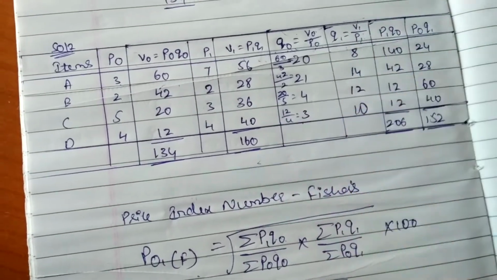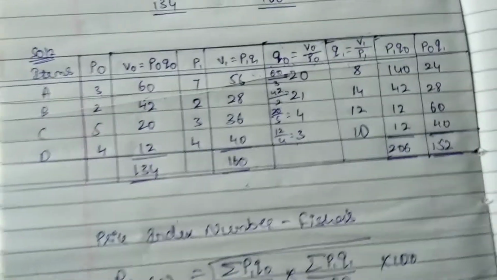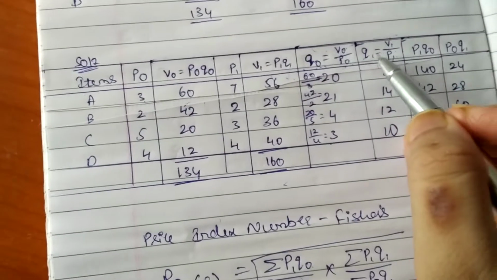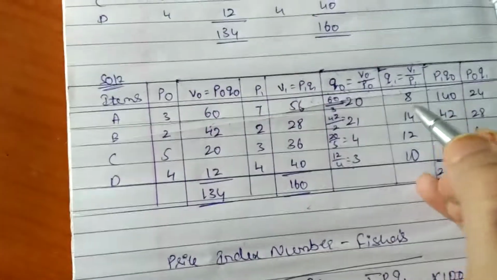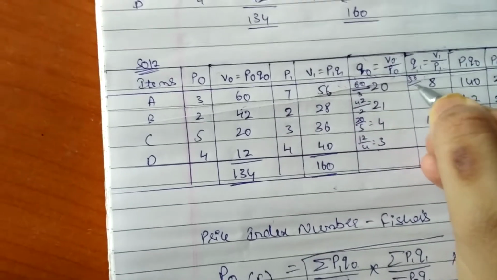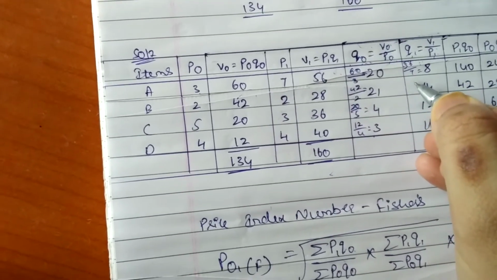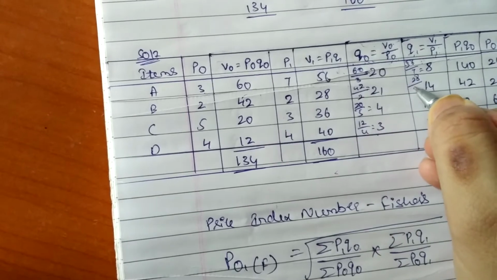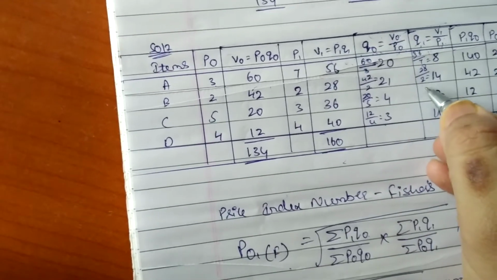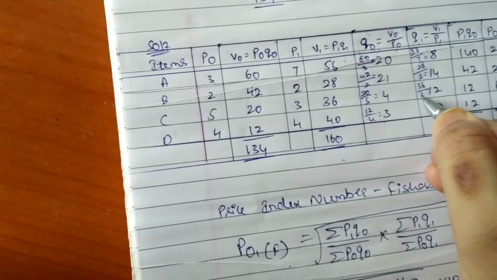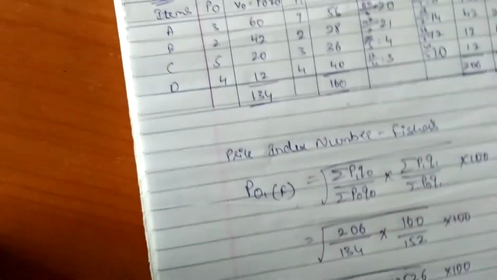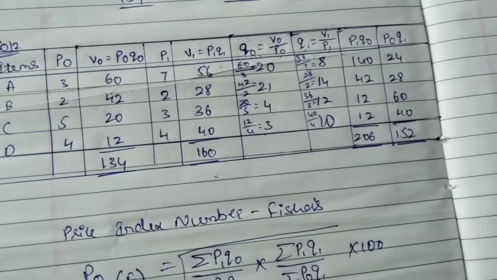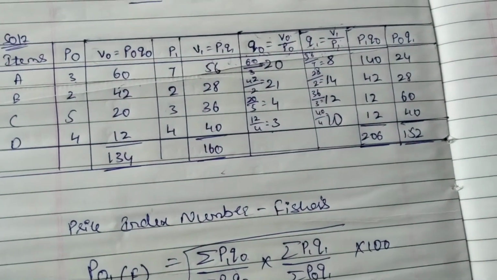This is the calculation for Q1, quantity of the current year, V1 divided by P1. 56 divided by 7, which is 8. 28 divided by 2, which is 14. 36 divided by 3, 12. 40 divided by 4, 10. Okay. This will be your calculation.